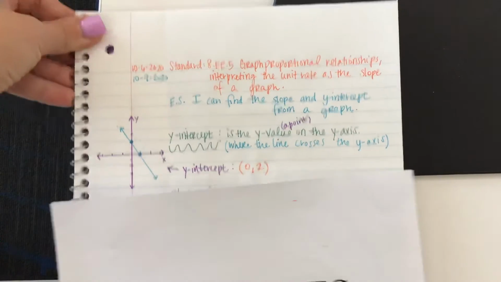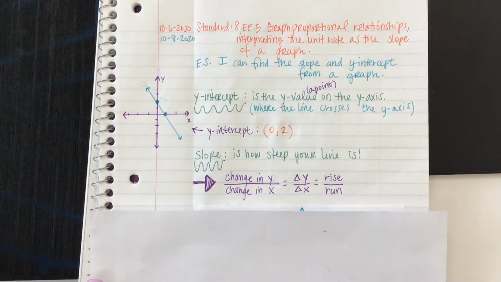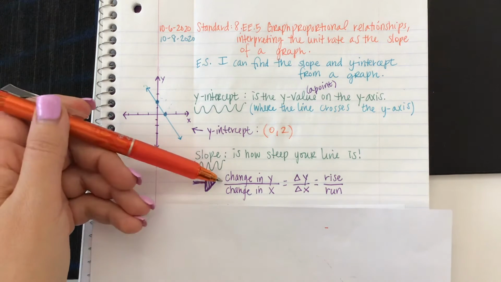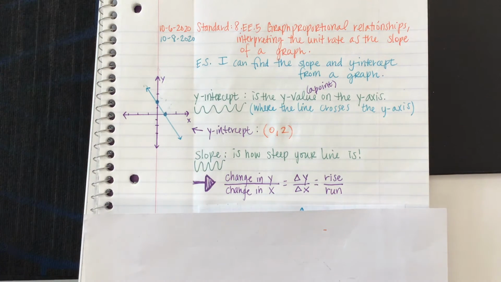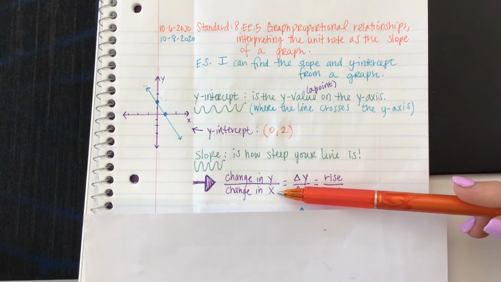All right, next thing is the slope, and this is super important, okay? This is what we're going to be using for the next couple of weeks. So the slope is how steep your line is. Now, in mathematical words, it's the change in y over the change in x. This is actually a fraction, okay? This is why I was telling you, don't worry if your slope is a fraction. If you have a fraction in your equation, it's actually a good thing. Well, it's because the slope is the change in y over the change in x.